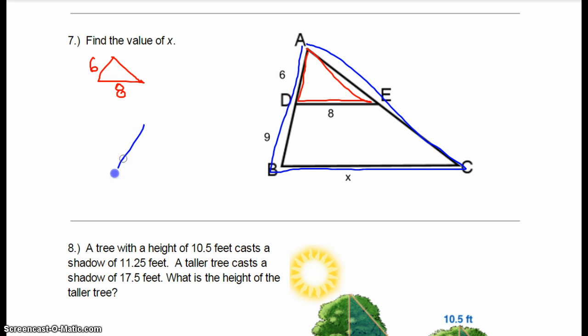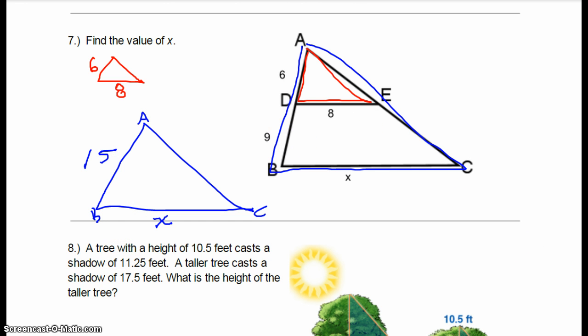For the larger triangle that I'm going to try to draw here with my mouse, we know the base is x, the measurement we're trying to find, but the side between A and B here, the side is not 9 and it's not 6, it's 9 plus 6. The side from A to B is 9 plus 6, or 15.